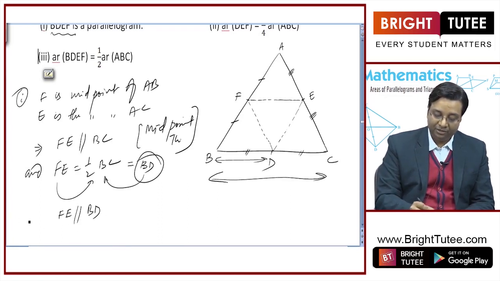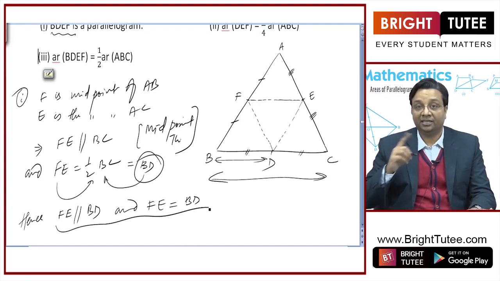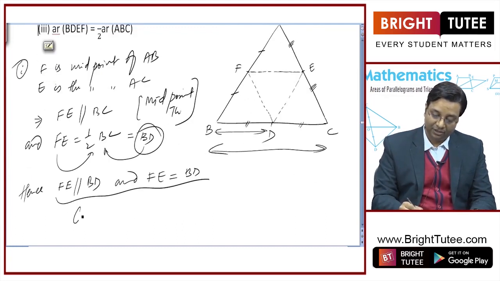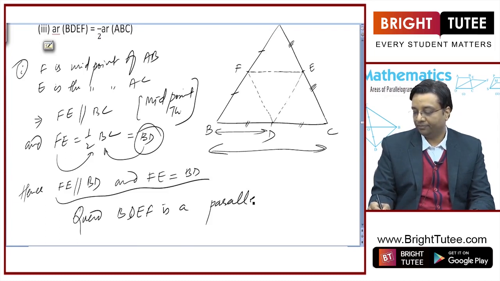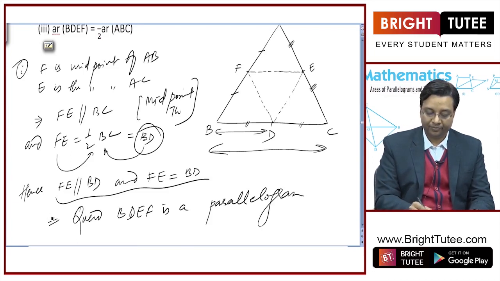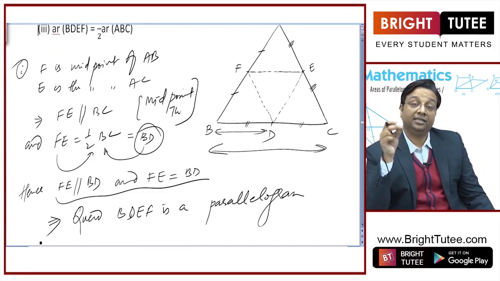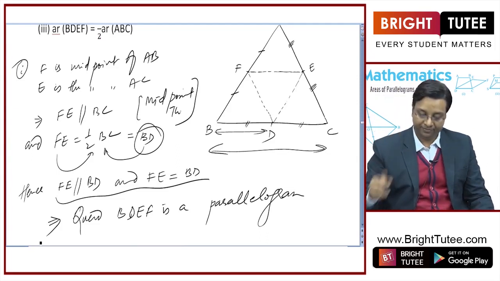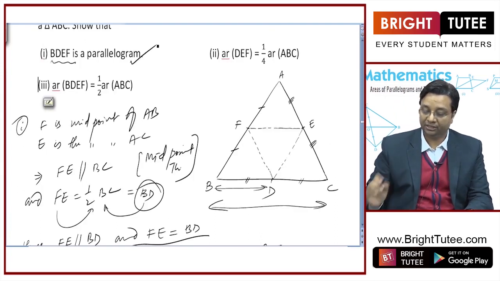So FE is parallel to BD and FE is equal to BD, and this much information is enough to prove that quadrilateral BDEF is a parallelogram, right? If a pair of sides of a quadrilateral is equal and parallel, then it will definitely be a parallelogram. So quadrilateral BDEF is a parallelogram. So first part of this question is done.